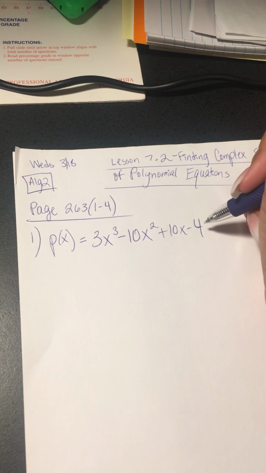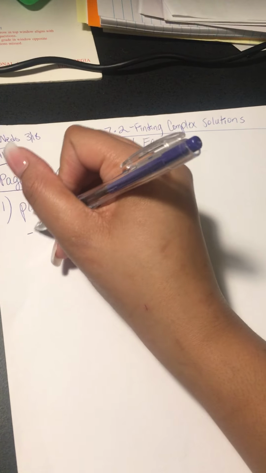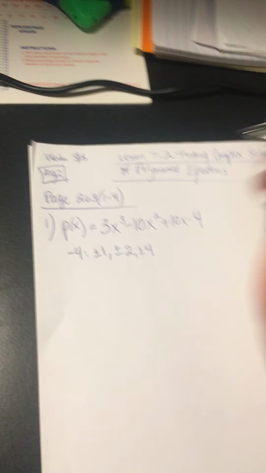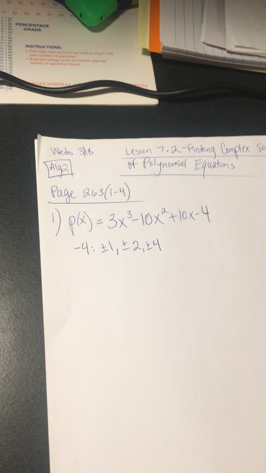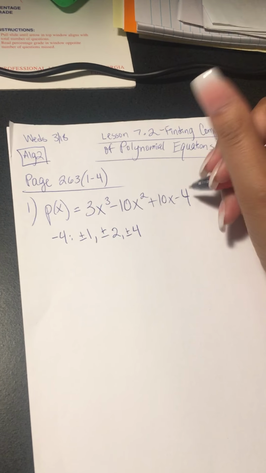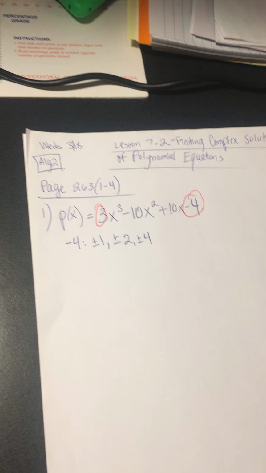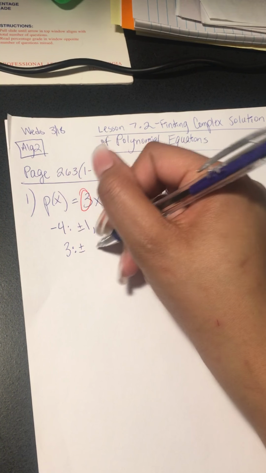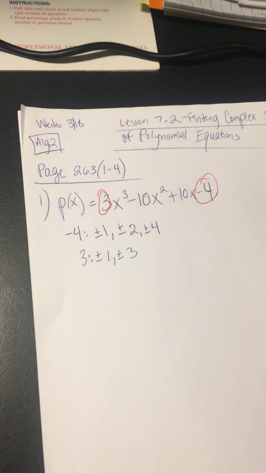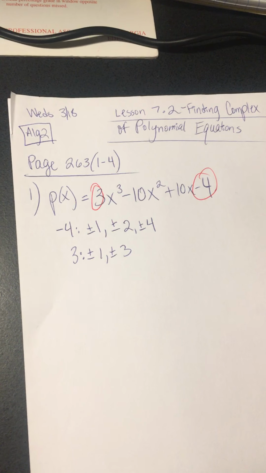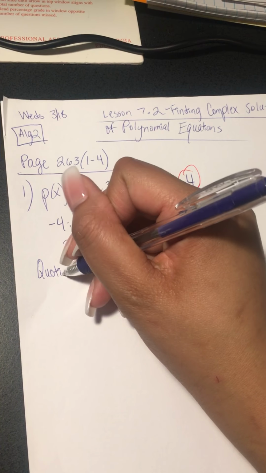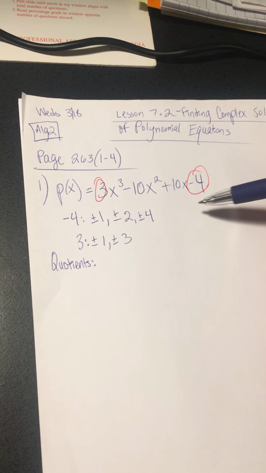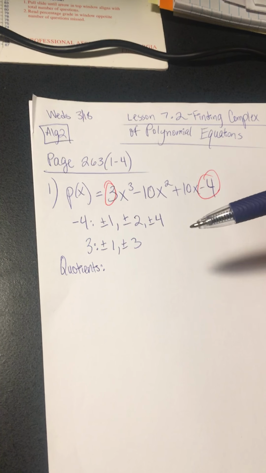Start by finding the positive and negative factors of the constant. So the positive and negative factors of 4 are 1, 2, and 4. Then find the positive and negative factors of the leading coefficient, which is the coefficient of the term with the highest exponent. So the positive and negative factors of 3 are 1 and 3. Now find the quotients, which is every possibility of dividing every factor of the constant by every factor of the leading coefficient.